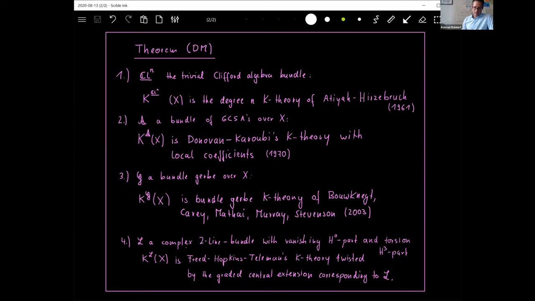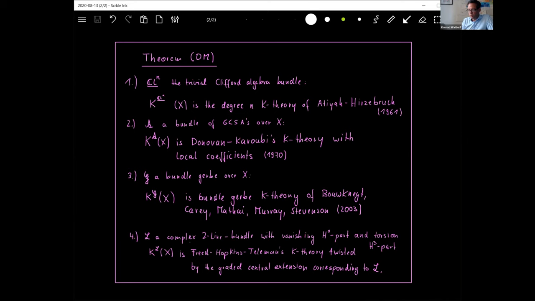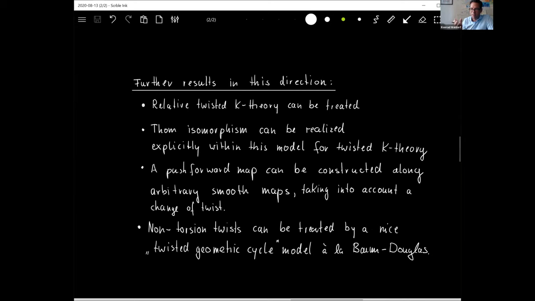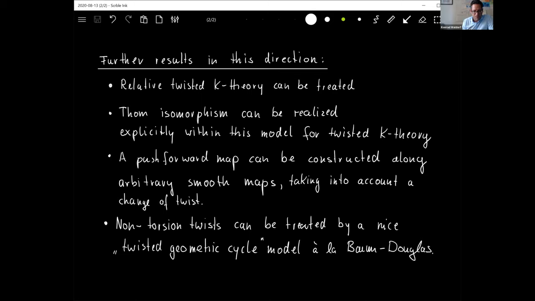Today I won't have more time to go into this direction, but there would be time enough for another talk. I wanted to explain a couple of advantages of this nice geometric realization of twisted K theory. For example, relative twisted K theory can be realized in more or less the same way. It's very easy. Then one can write down the Thom isomorphism explicitly in the model, as an operation on these module bundles. I think this is really a great result that I haven't seen anywhere before.